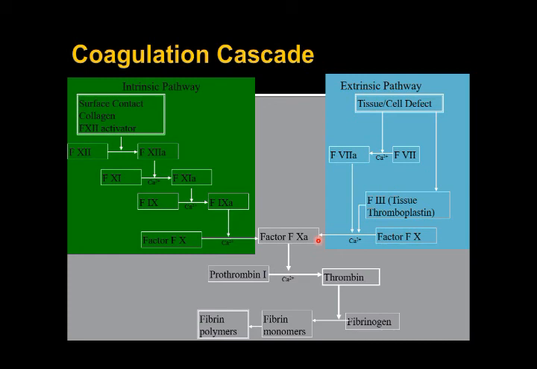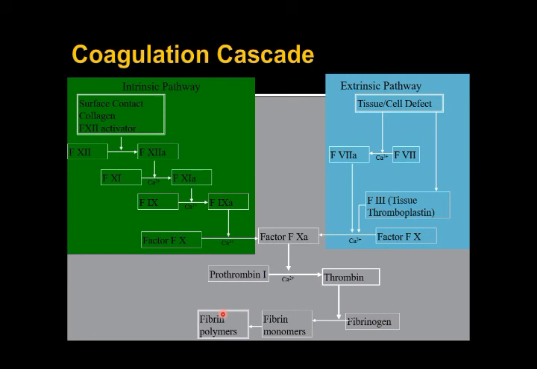So once we have active factor 10, it doesn't matter which pathway activated factor 10. If we've got active factor 10, then we're going to have prothrombin converting into thrombin, and then thrombin will convert fibrinogen into fibrin, which is the main component of those fibrin strands.